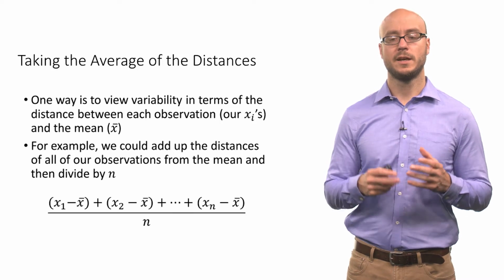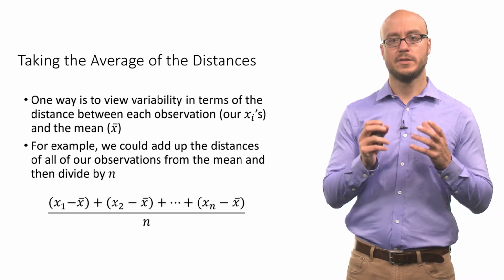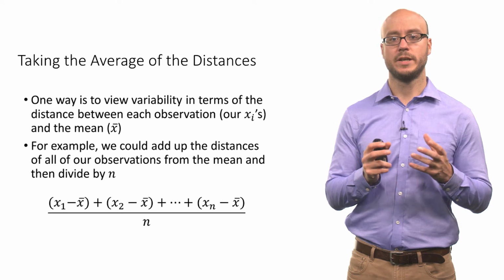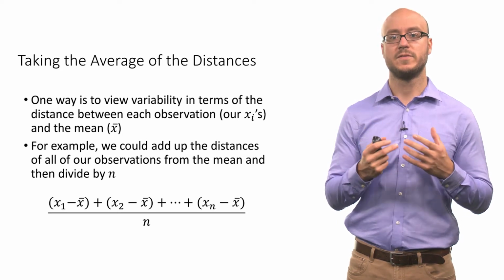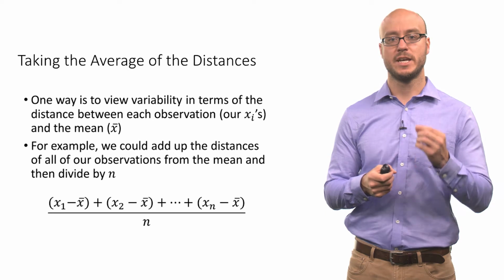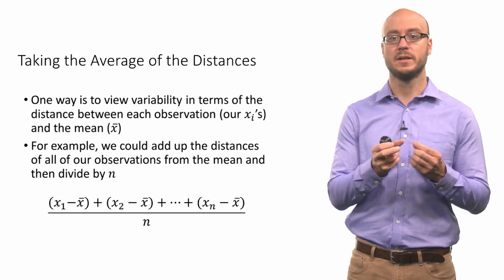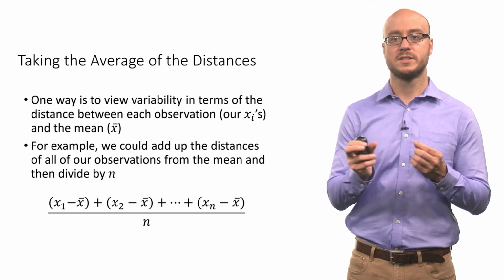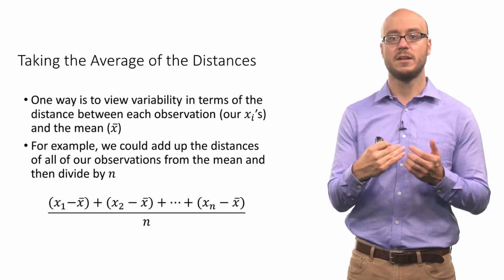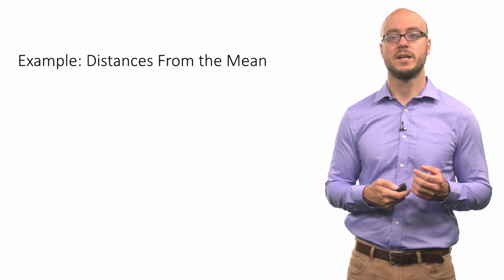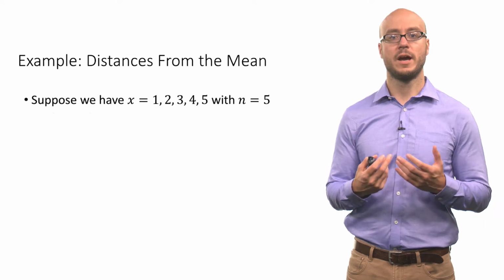So let's look at a few examples. But the notation is really all you're doing here: for this average of distances from the mean, you're taking each observation, subtracting out the mean, so you get the distance from the mean, adding up all those distances or deviations, and then dividing by the total sample size. So let's look at a few calculations.